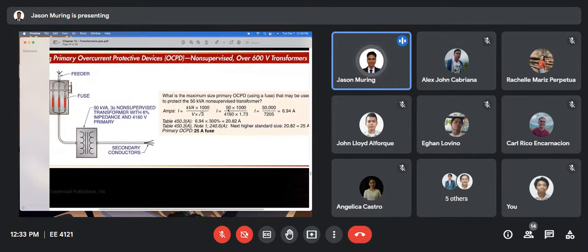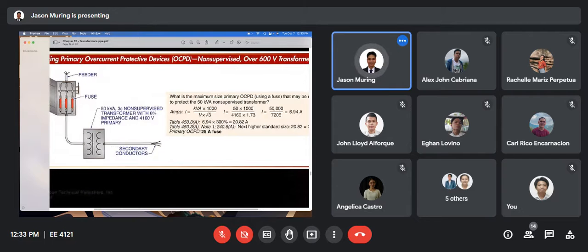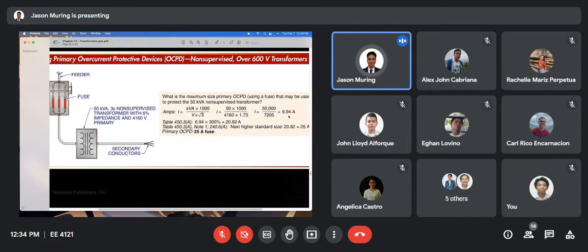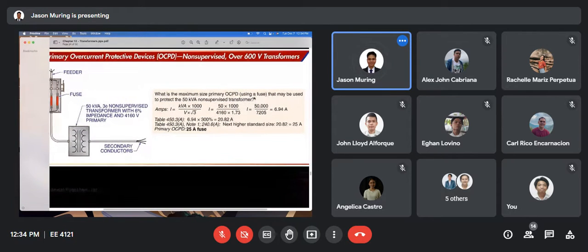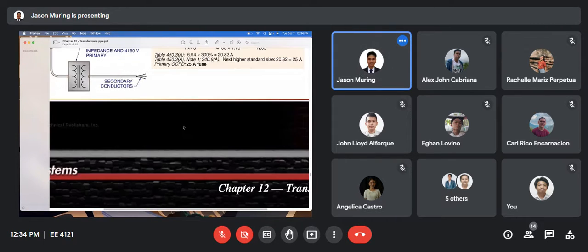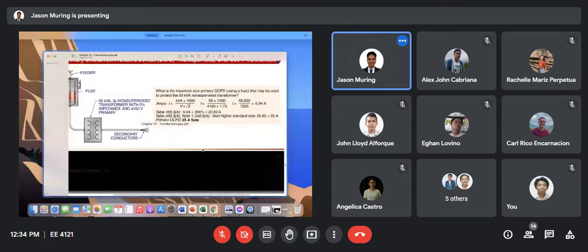So we have here the line current, the current per phase, is equal to 6.94. So that's the current that may flow through this fuse. Then we use this because we are going to use a fuse. Then we go to 450.3A.